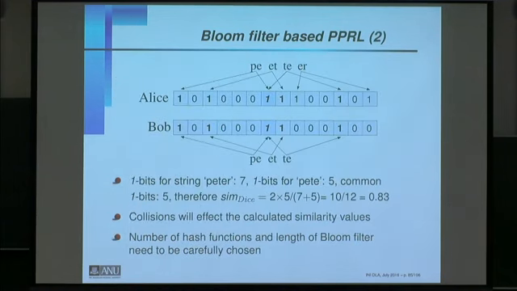So I'll give you an example here. Again, we have Peter and Pete. We convert them into q-grams, we hash map them, and then we calculate the Dice coefficient, so how many bits are set to 1 between two Bloom filters. So the example here is Peter gives us 7 bits, Pete gives us 5 bits, and 1, 2, 3, 4, 5 are in common, and therefore we have a similarity based on that of 0.83. And of course, there is this issue of collision, which gives us some false positives, so increases the similarity.